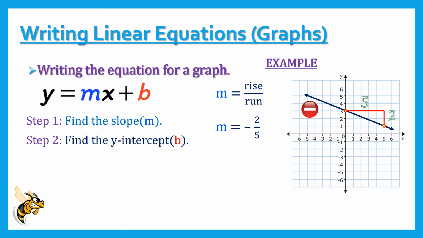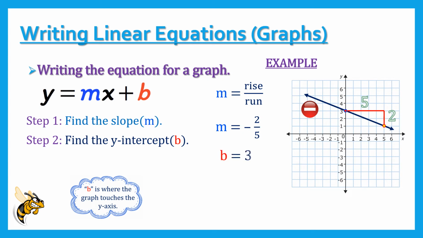Step 2, find the y-intercept. Remember, your y-intercept is wherever the graph touches or crosses the y-axis. And in this case, it's at +3. So therefore, b is equal to +3.